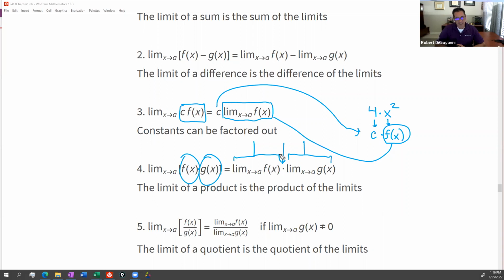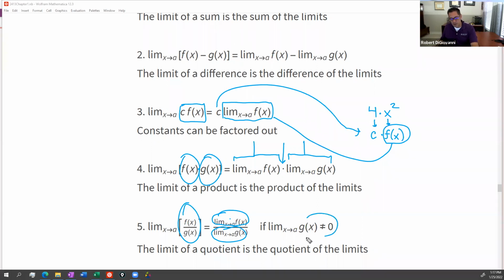Limit law 5 is the exact same thing, except for division. If you have division of two functions and you want to know what the limit is, you're allowed to take the limit of the top and bottom separately. Ignore, just look at the top, what is it headed to? Look at the bottom, what is it headed to? And then take the quotient of those answers.